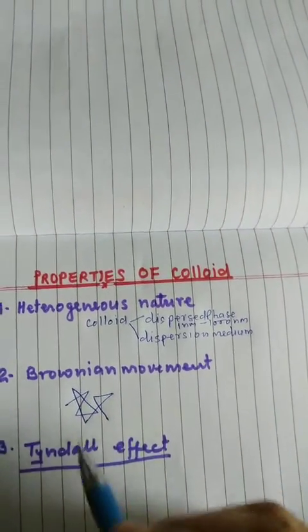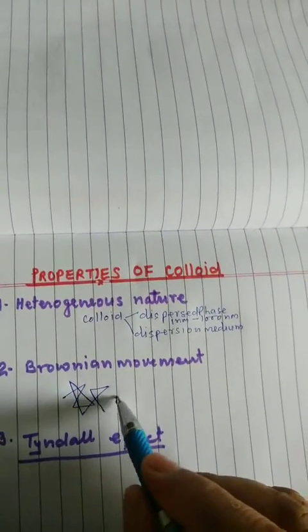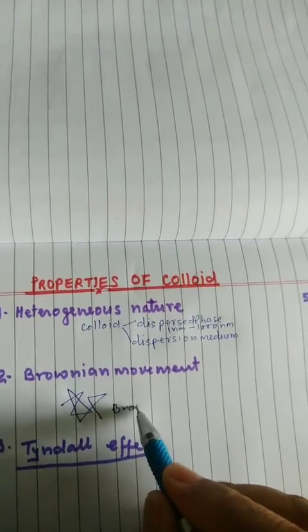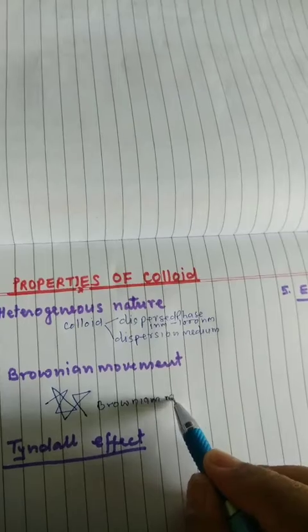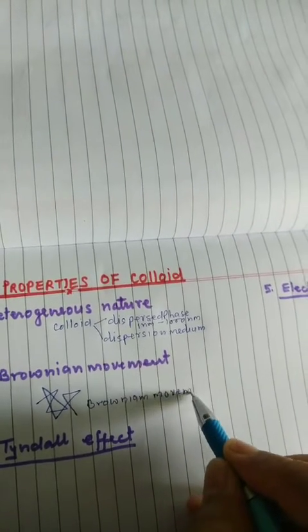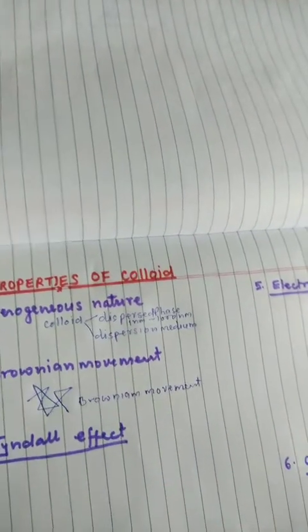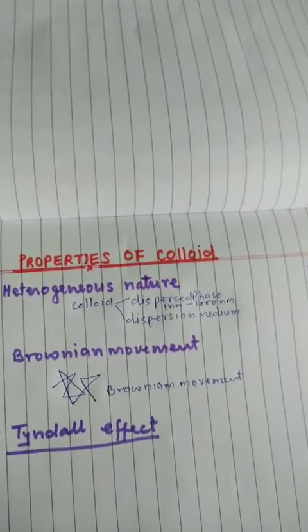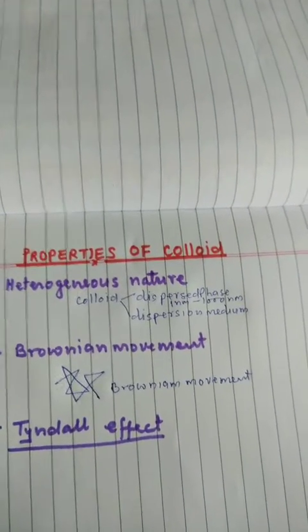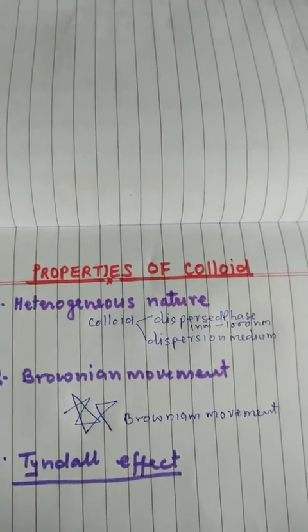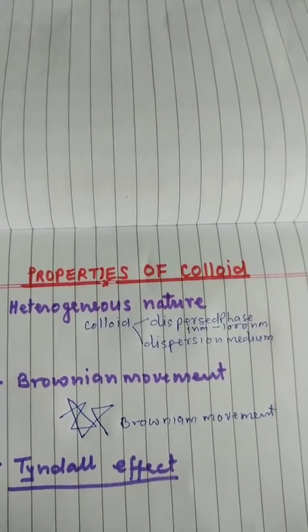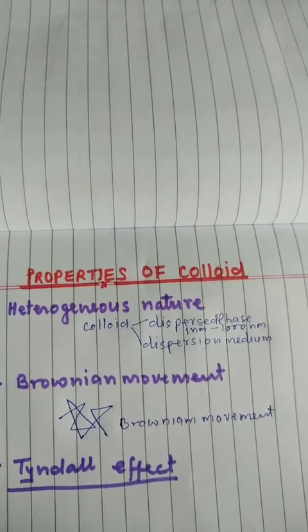This zigzag directionless motion of the colloidal particle is called as Brownian movement because this movement was first of all noticed by Robert Brown in pollen grains in water. So what is the significance of this Brownian movement? Actually, this Brownian movement stabilizes the colloid.